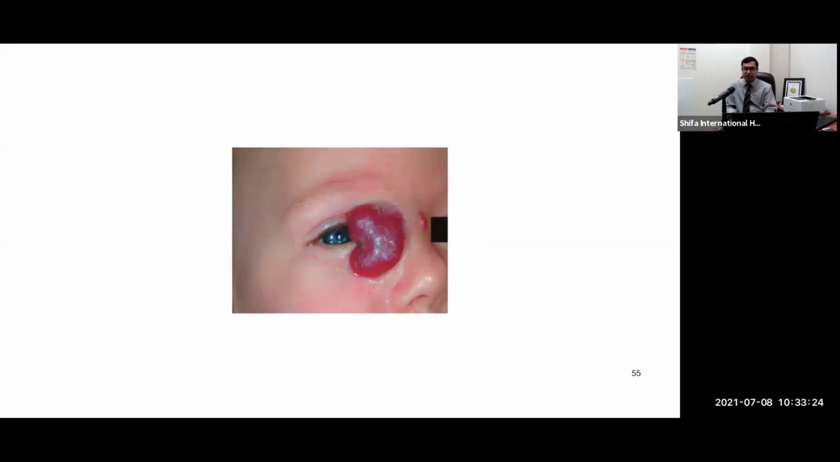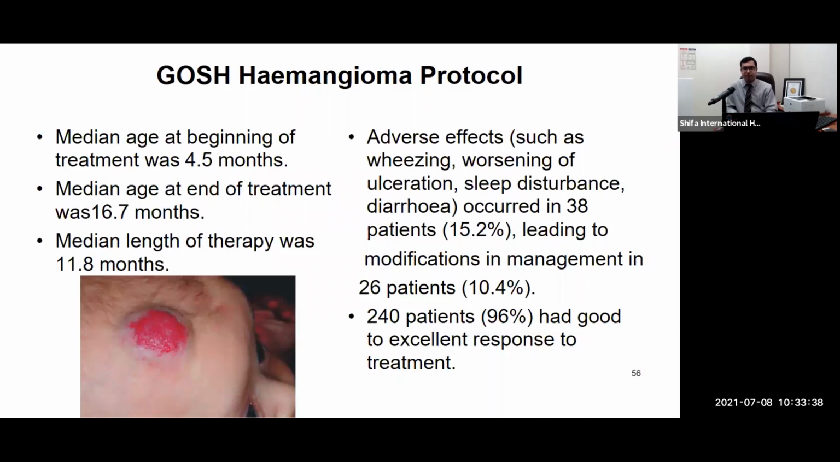Again, here, like we talked about ptosis, amblyopia, visual axis correction. This child's vision needs us to jump in early and treat it so that the vision develops normally. Now, the Great Ormond Street protocol, I'm just sharing with you. It's available free online through Google Scholar or the British Journal of Dermatology. You can see the mean age at starting was around 4 months, and the median age at end of treatment was 16 months. So it's roughly a year's treatment.